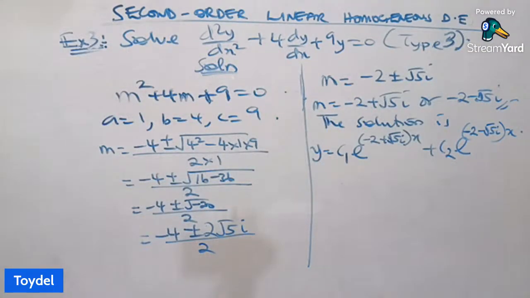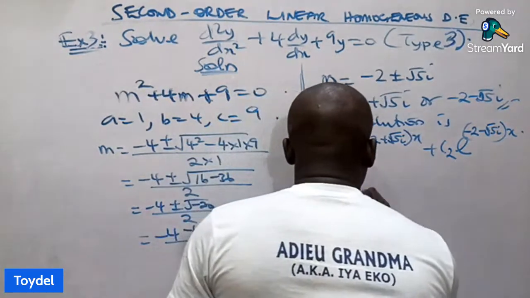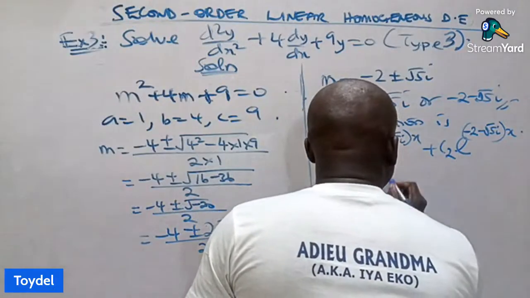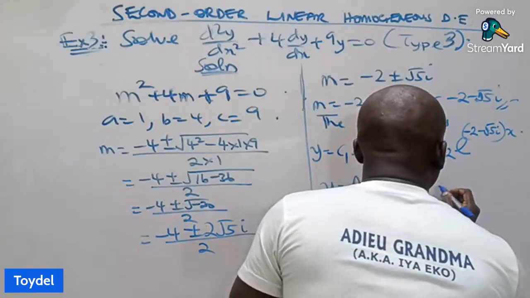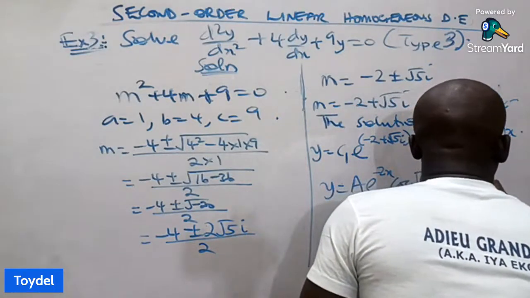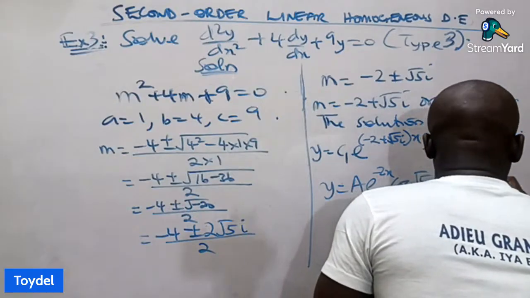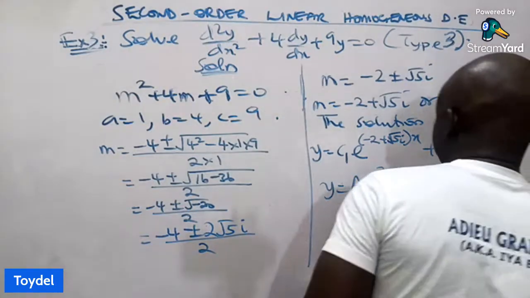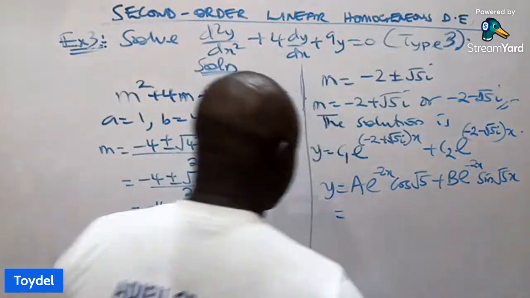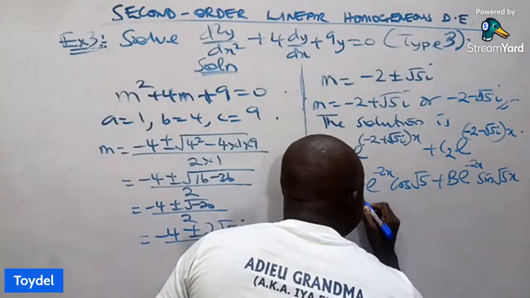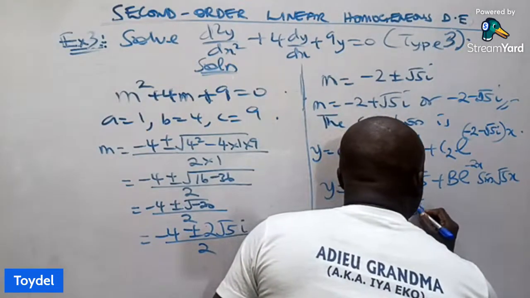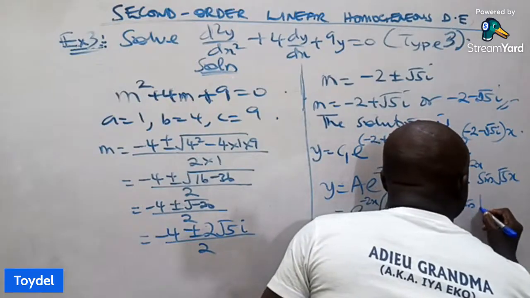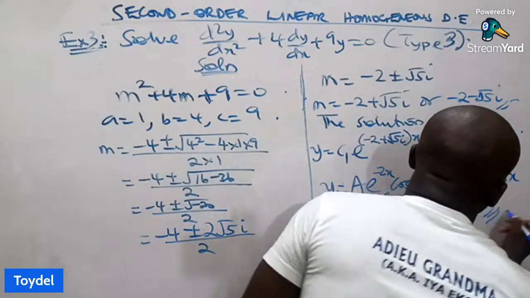But we can rewrite the solution. Of course, we can write the solution as y is equal to a exponential minus 2x cos square root of 5x plus b exponential minus 2x sine square root of 5x. So here, the final solution can be e raised to power minus 2x, which can come out, so that we have in brackets a cos square root of 5x plus b sine square root of 5x. That will be the final solution.